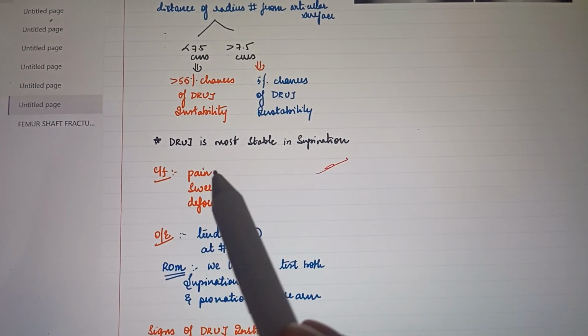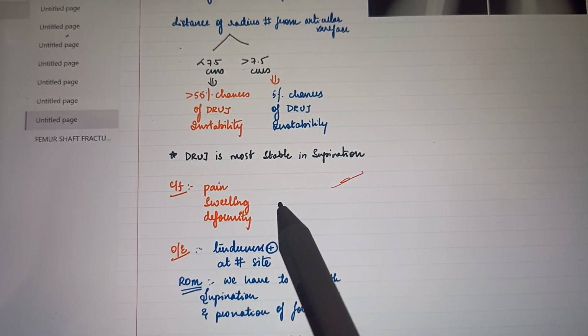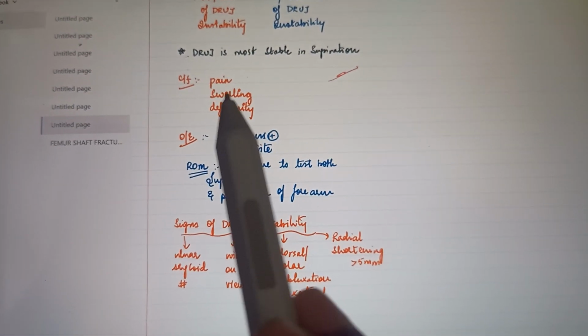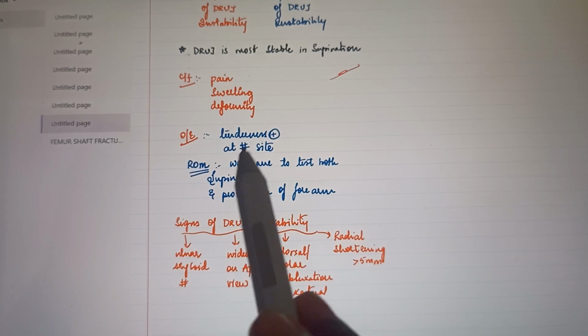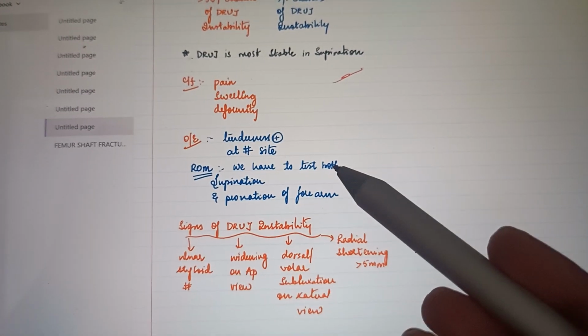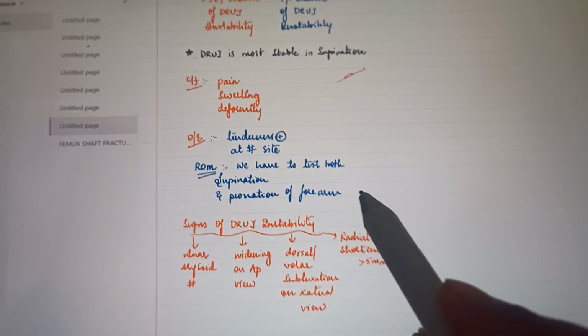Clinical features. Patient comes to you with complaints of pain, swelling and deformity. On examining the patient, you can see that there is tenderness present at the fracture site. You have to also check the range of movements. Both supination and pronation movements of forearm has to be checked.